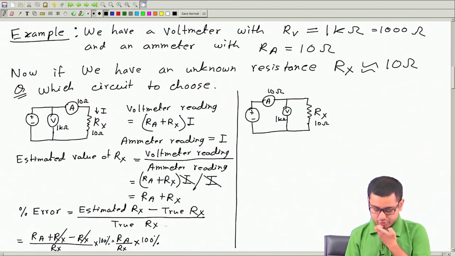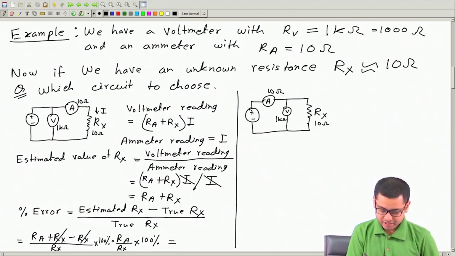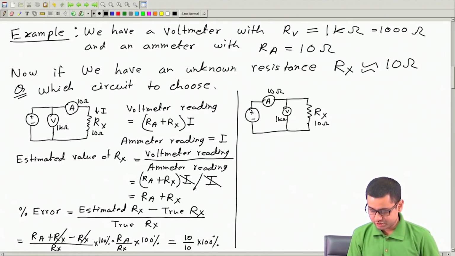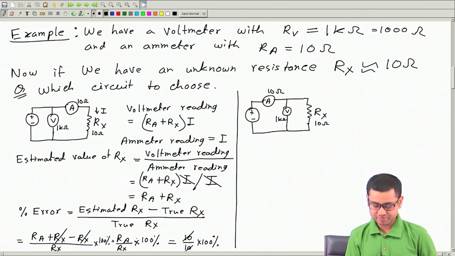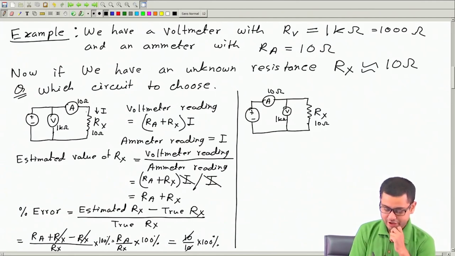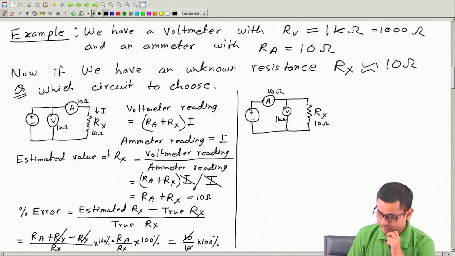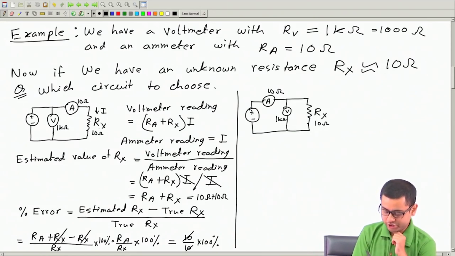Now if we put the values, Ra is given as 10 ohm and Rx is also 10 ohm, so the error will be 100%. So 10 by 10 into 100%, so this will be 100%. It's a huge error, 100% error. So the estimated value will actually be Ra plus Rx, so 10 ohm plus 10 ohm, 20 ohm. Double of the true value.